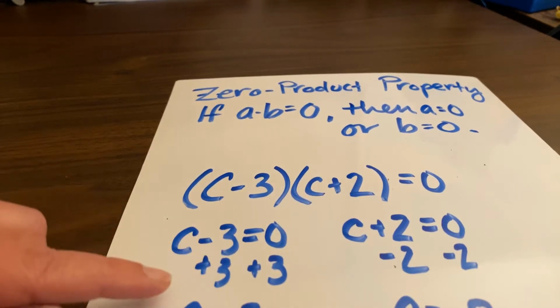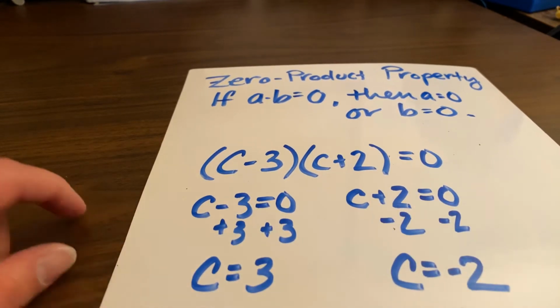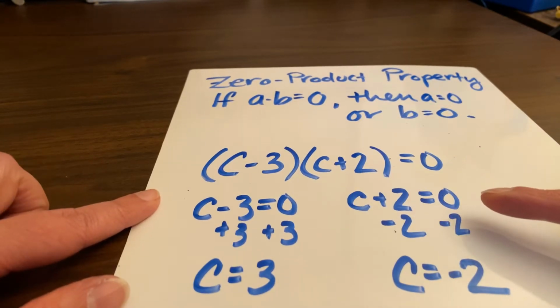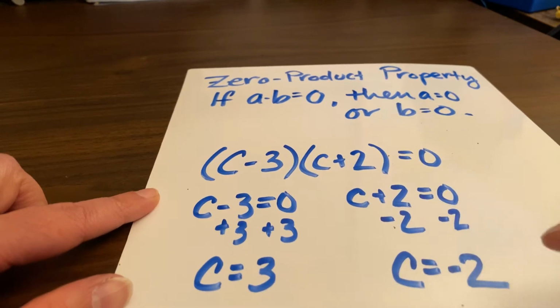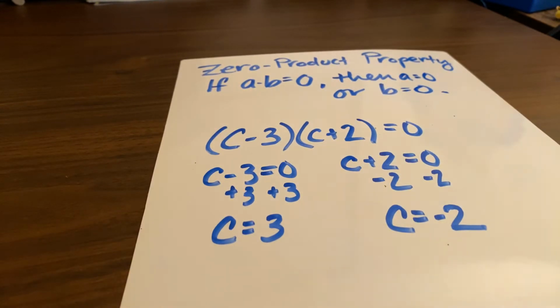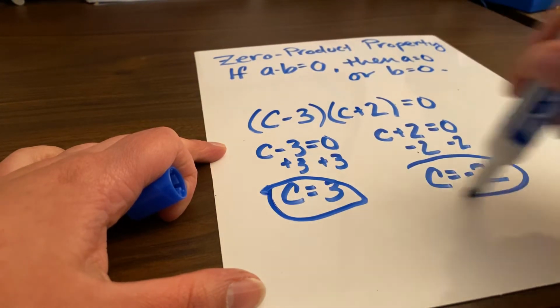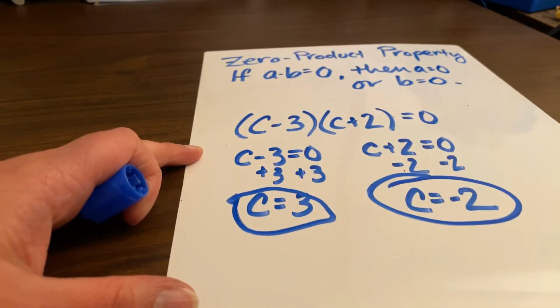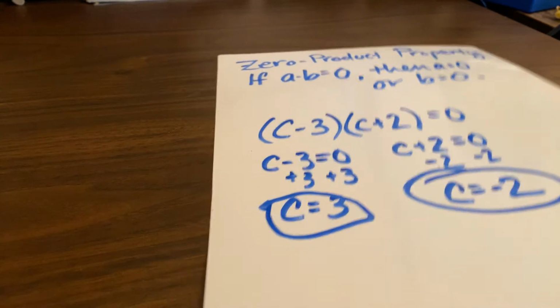And so for this one, we would add 3 to both sides to solve for c, right? We add 3 and we get c equals 3. Over here, we get c plus 2 equals 0. We subtract 2 from both sides of the equal sign, right? And we end up with c equals negative 2. And we're done with this. We've solved this equation. We have c equals 3 and c equals negative 2. And we're done. Now, things are not always this straightforward and easy, so we will try another question.